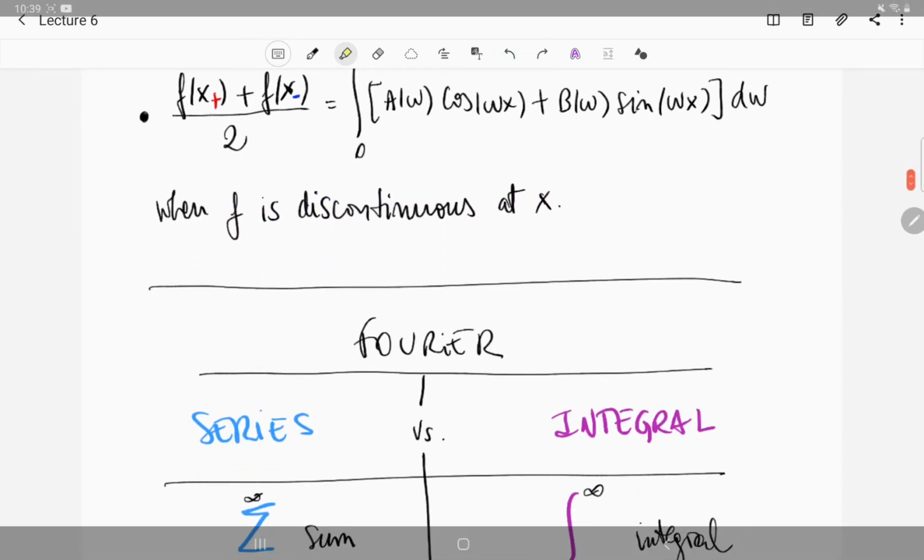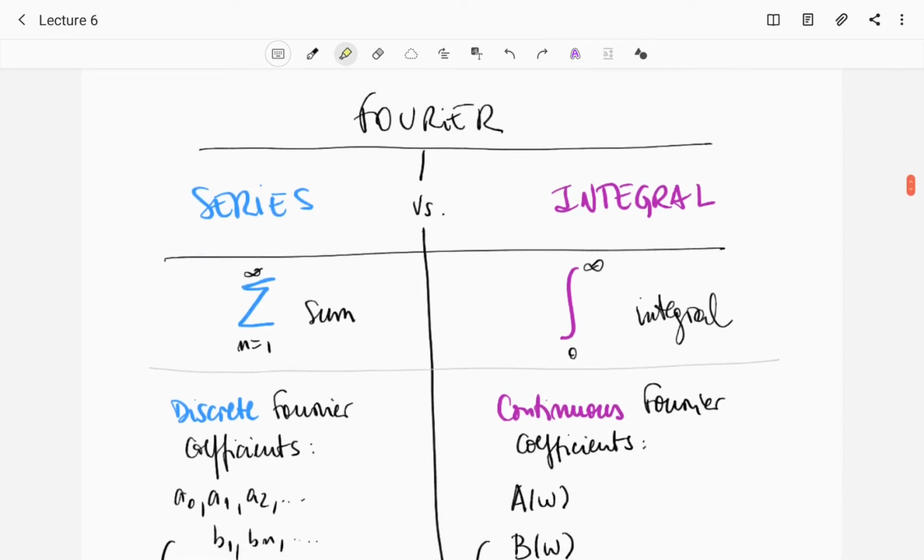Okay, so some properties and differences between these guys, the Fourier series representation and the Fourier integral representation. So first of all, here we have like a discrete setting because of this value and a sum because of these values n equal to 1, 2, 3, and so on. And here we have the whole range from 0 to infinity, and instead of a sum, we have an integral, okay?